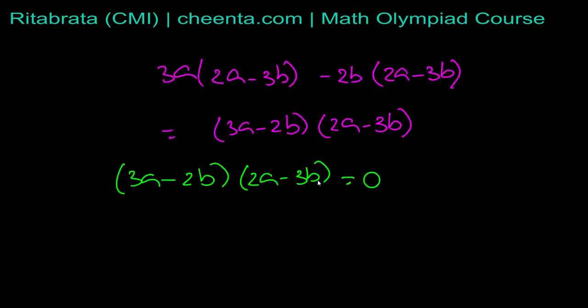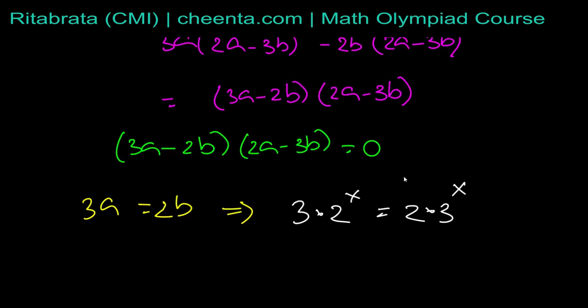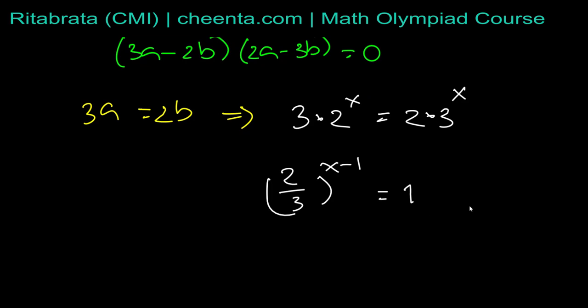So if we have 3a equal to 2b, that would imply 3 times 2 to the power x equal to 2 times 3 to the power x. So we have 2 by 3 whole to the power x minus 1 equal to 1. And for a non-identity base, the power is 1 implies that the exponent must be 0. So this is all if and only if conditions. x minus 1 equal to 0 if and only if x equal to 1.